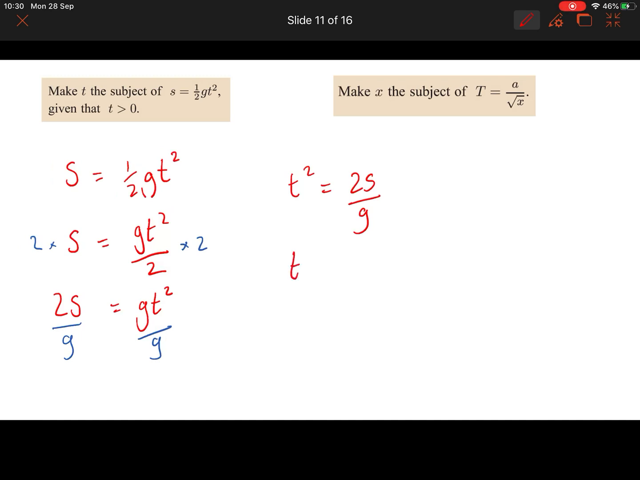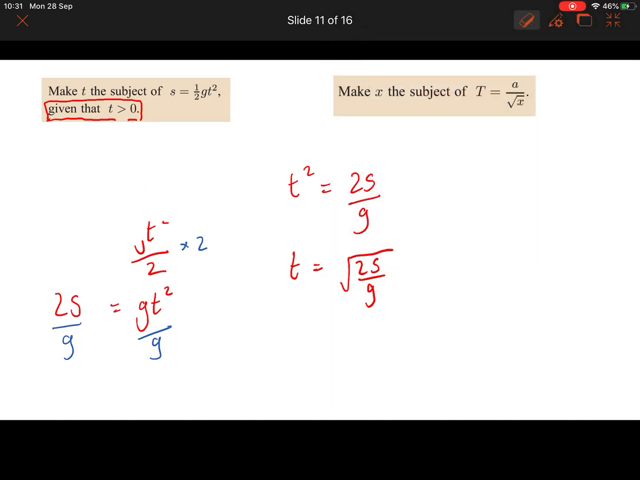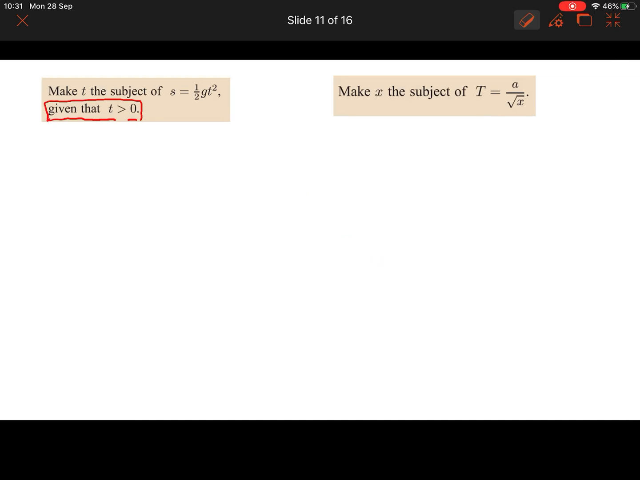Now, how do I get rid of the squared? Because t is not the subject yet. Well, the opposite of squaring is square rooting. So t is the square root of 2s over g. And you probably wondered why it told me this, given that t is greater than 0? Well, remember that the square root of anything can be either a positive or a negative answer. So all it's saying is take the positive answer. It's kind of irrelevant for the question.